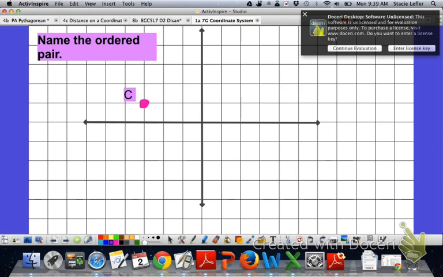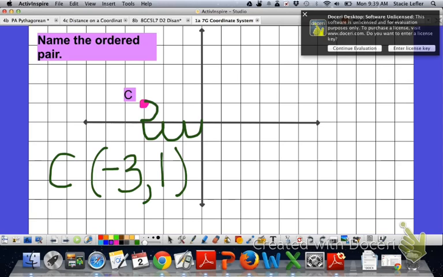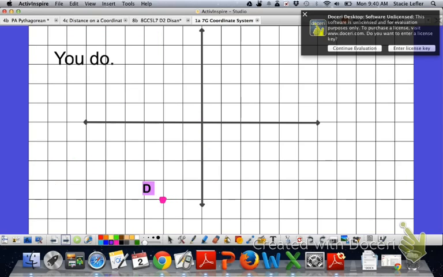To find the ordered pair for C, we start at the origin and we count to the left this time 3 spaces over. So left is a negative 3, comma, and then we turn and go up. Up is a positive 1. And the ordered pair for C is at negative 3, 1, and it is in quadrant 2. Pause the video and on your handout find the ordered pairs for D and E.